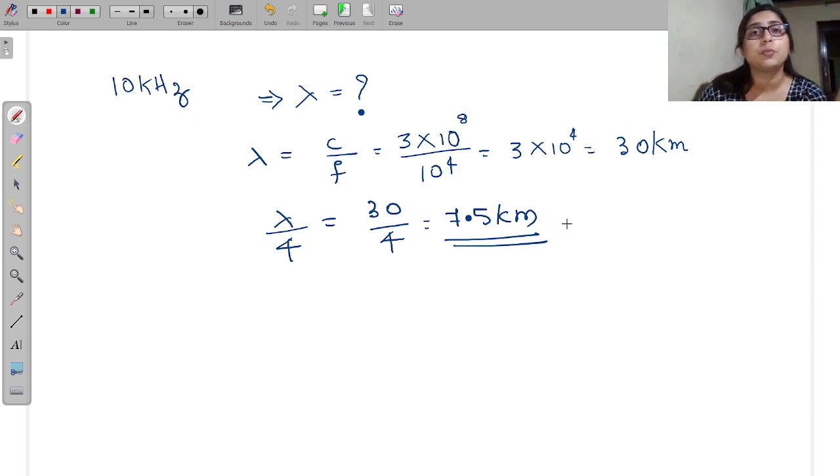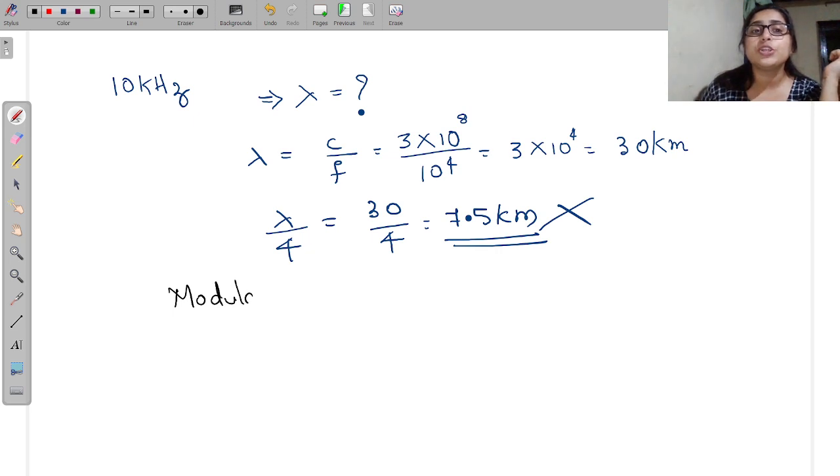If this is the required height for the antenna, just think how huge that antenna should be. Just imagine a 7.5 kilometer antenna. That is impractical, right? It is impractical, meaning it is not possible to have an antenna of size 7.5 kilometers. So that is why we go for modulation.